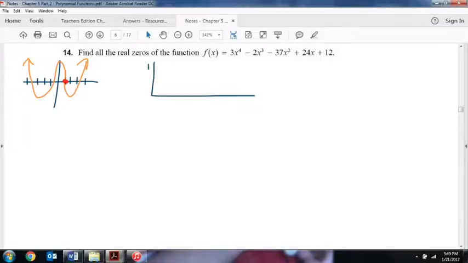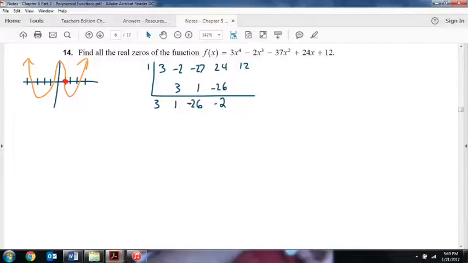Draw our chart. So we got 3x to the fourth, negative 2x cubed. My x squared is negative 27. My x is 24. And my constant is 12. So remember, drop down, multiply, add, multiply, add. So pull out the 3. 3 times 1 is 3. Minus 2 is 1. 1 times 1 is 1. So that's a negative 26. 26 times 1, again, that's a negative 26. Plus 24 is a negative 2.